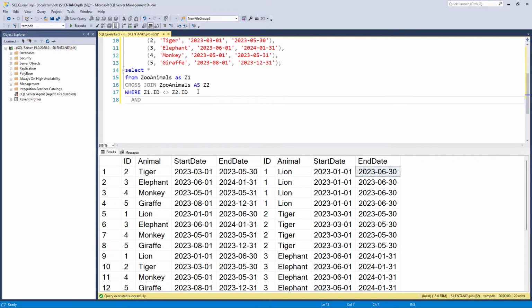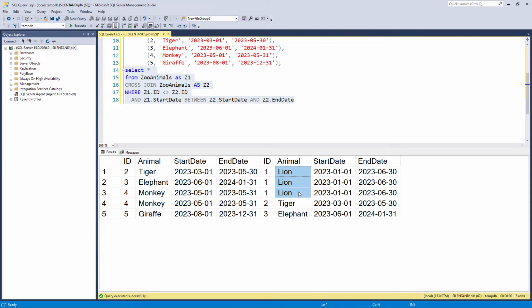So and, where the start date of an animal is in the time period of the second animal. So what can we use for that? We can say between the start date and the end date. So now let's have a look and see what we've got.